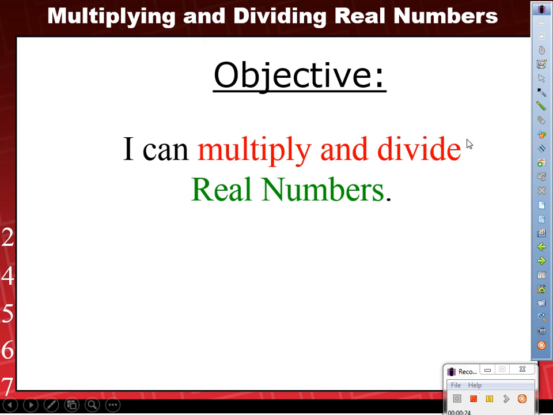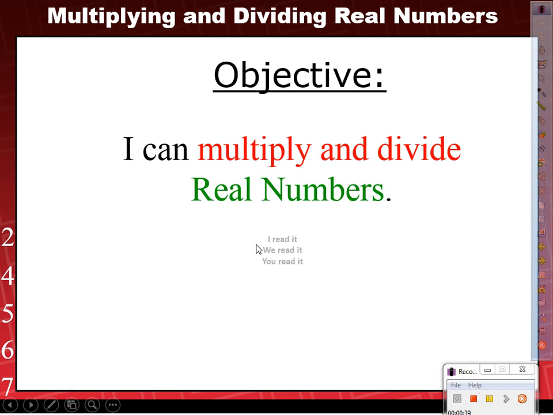So our objective for today is I can multiply and divide real numbers. Let's read together. 1, 2, 3. I can multiply and divide real numbers. So our objective for today tells us that we're focusing still on the same concept. So what is my main concept still today? I can multiply and divide real numbers. That is the objective. But what is my concept? What is the main idea?